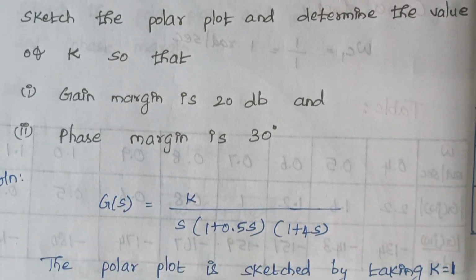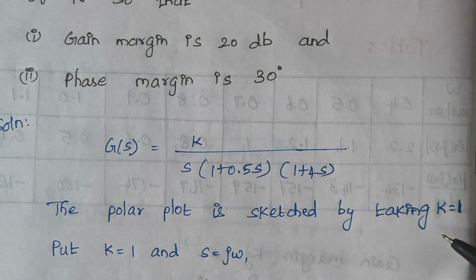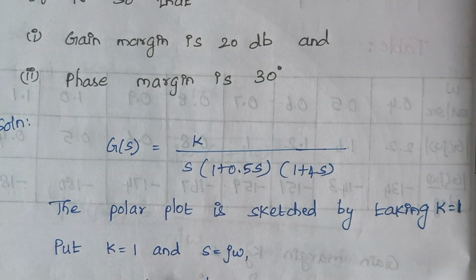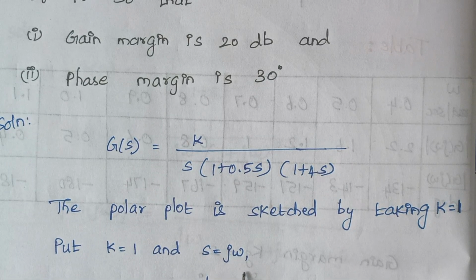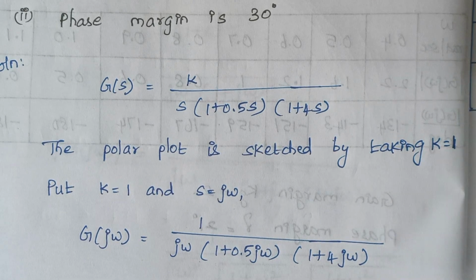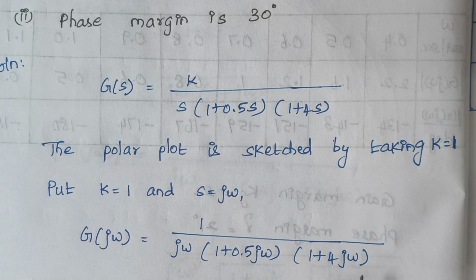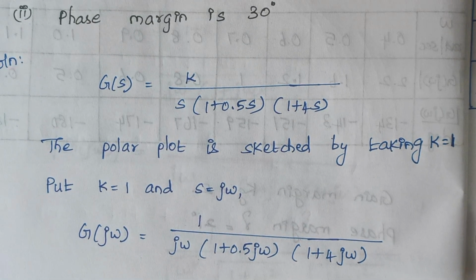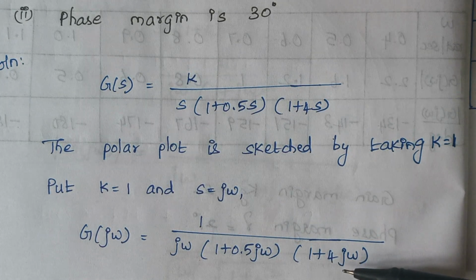So here the polar plot is sketched by taking the value of k equal to 1. So substitute k equal to 1, and again as usual we have to substitute s equal to j omega. When you substitute here, our expression gets modified as G(j omega) equal to 1 by j omega into (1 plus 0.5 j omega) into (1 plus 4 j omega), right? From this expression we are going to find two expressions: one for magnitude and another for phase angle.